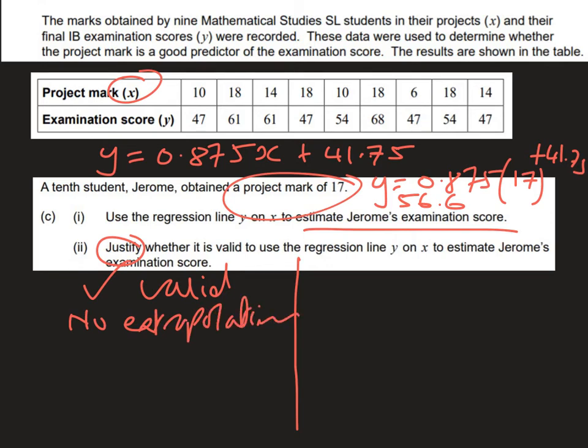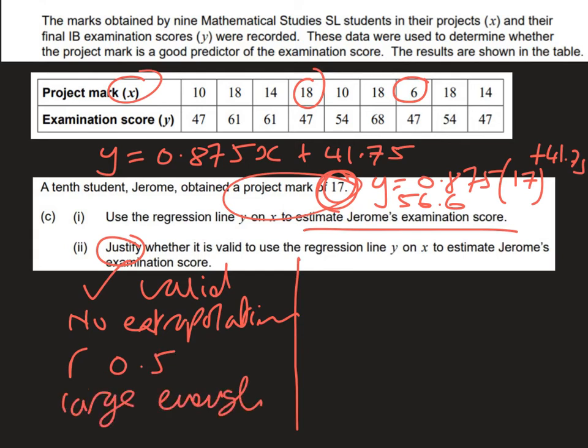If we look at the original values of x, we can see that the smallest number is 6 and the largest number is 18. Because we're being asked to make a prediction based on 17, which falls inside that range, it will be valid. We also need to say that the value of r, which is 0.5, is large enough. So that is the argument for saying that we can use a regression line.